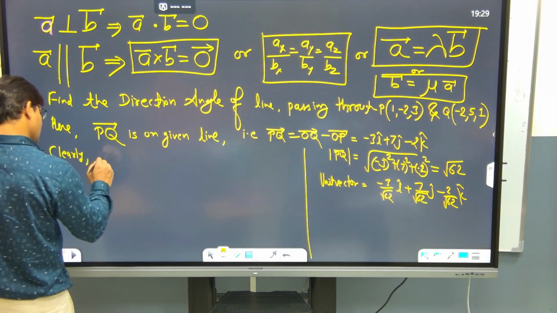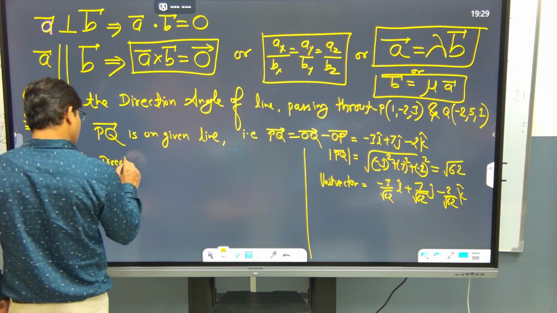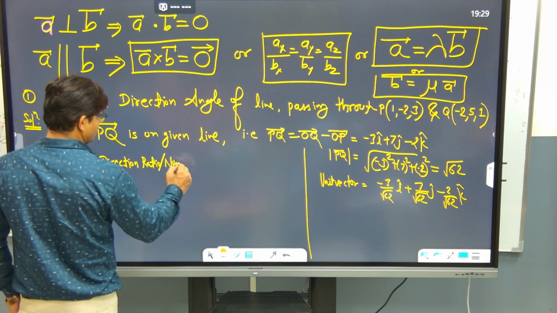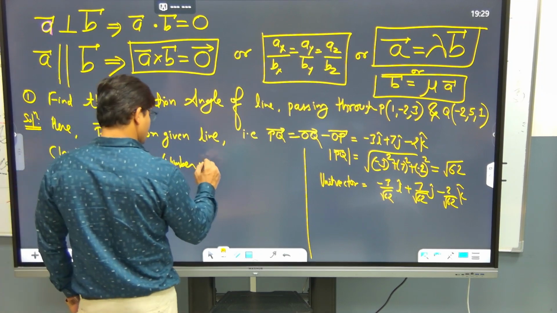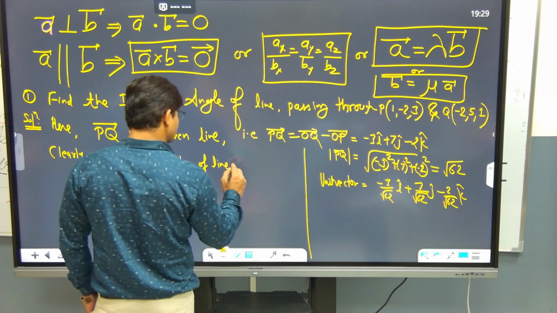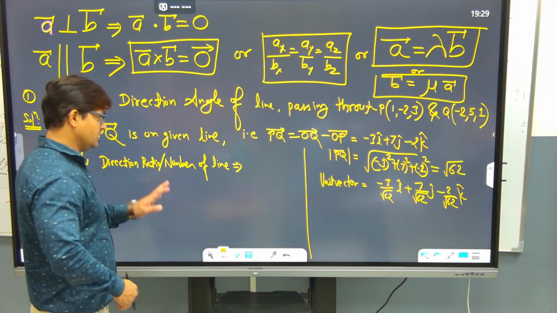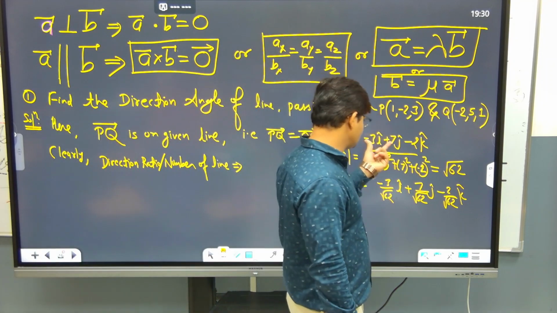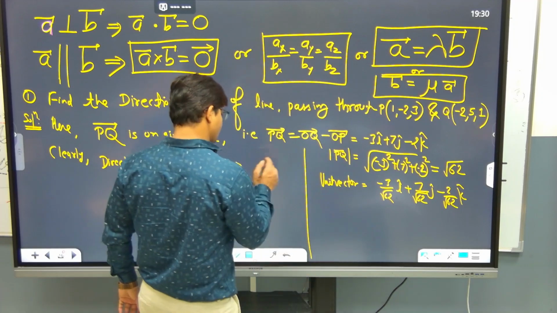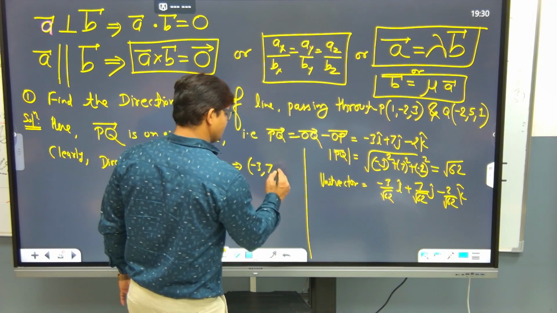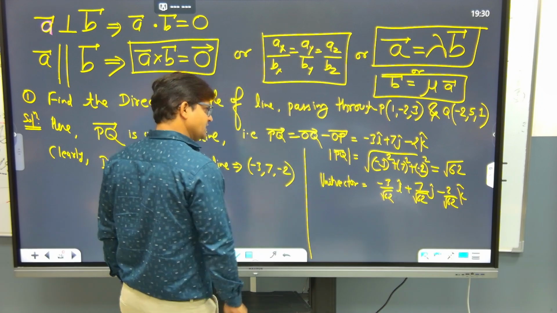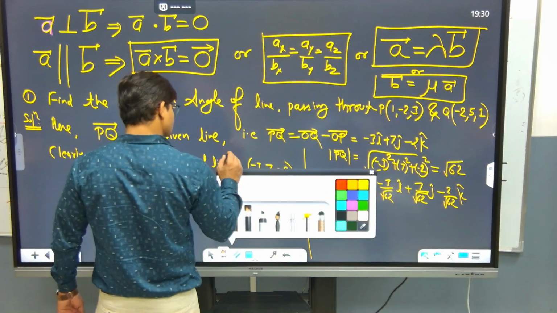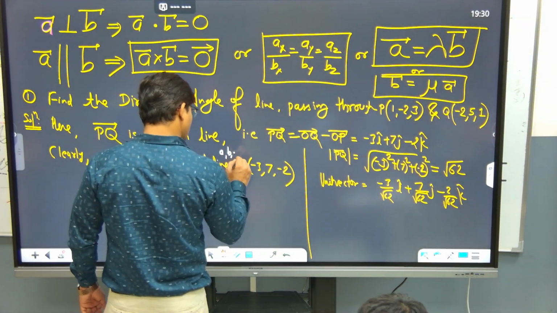Clearly here, direction ratio or direction numbers of the line. In this line we have infinitely many direction numbers. Okay, direction ratio numbers. So we can write these coordinates minus 3, 7, minus 2, or other values also. Minus 3, 7, minus 2. That is our direction ratio a, b, c. These are the values of our a, b, c.